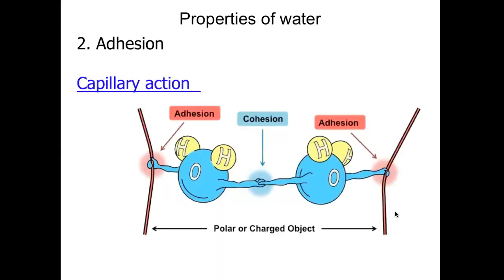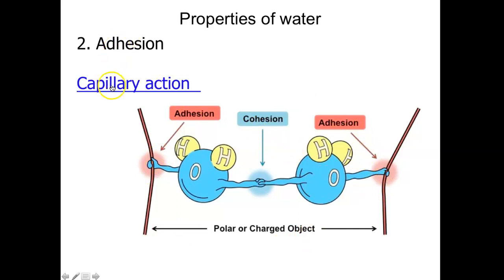The next property of water is adhesion. Adhesion is the ability of water to attach to other things. In this picture, water is sticking to the sides of maybe a small little tube, and cohesion is the water sticking to each other. So this is a great picture showing you adhesion and cohesion.